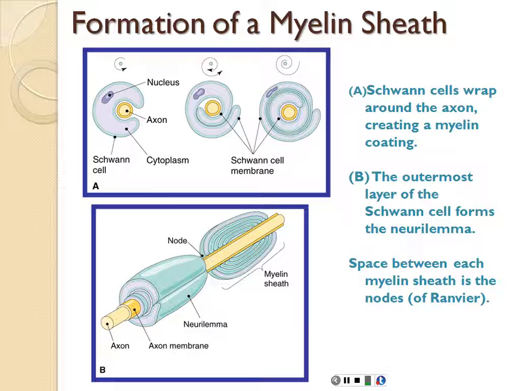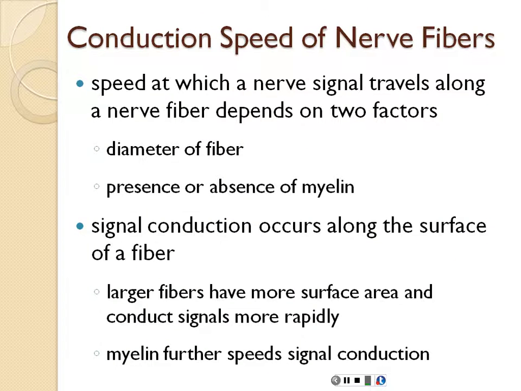Formation of the myelin sheath. So this just shows you the myelination process and how you can see the Schwann cell wraps itself around the axon in that way. And what we'll also see is that, as we said before, the conduction speed depends on the presence or absence of myelin.